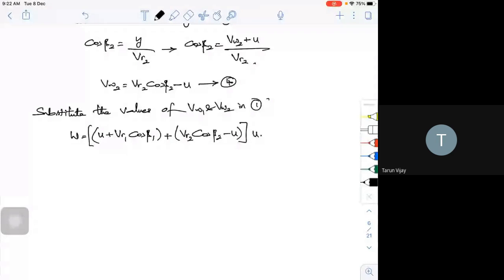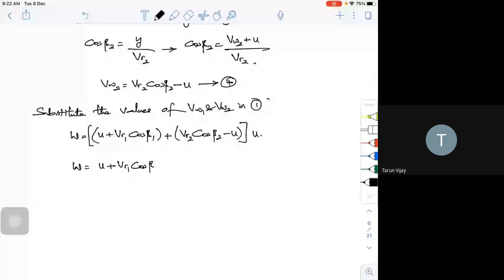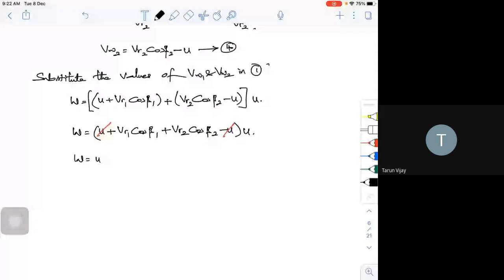Now I will open the bracket. Inside, it will be U plus VR1 cos beta 1 plus VR2 cos beta 2 minus U. The plus U and minus U simply cancel out. I am left with, let me take U in the front, U into VR1 cos beta 1 plus VR2 cos beta 2. This is the expression I have.